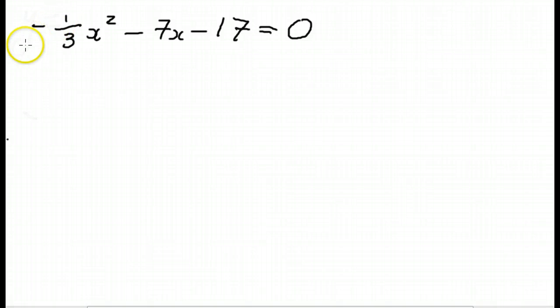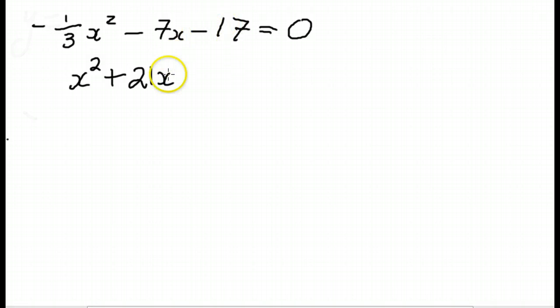And the way I'm going to do it is multiply both sides of the equation by negative 3. Negative 3 times 1/3 is positive 1. So I'm always going to end up with a positive 1x squared. Negative 3 times negative 1/3 is positive 1. Negative 3 times negative 7 is plus 21x. And negative 3 times negative 17 is plus 51. And negative 3 times 0, that's why all this works, is 0.